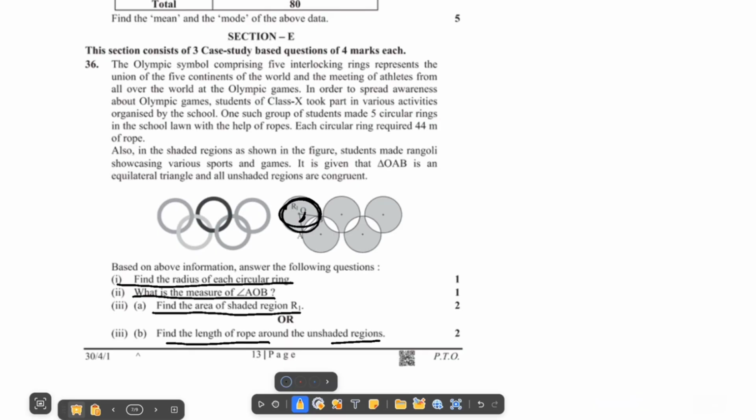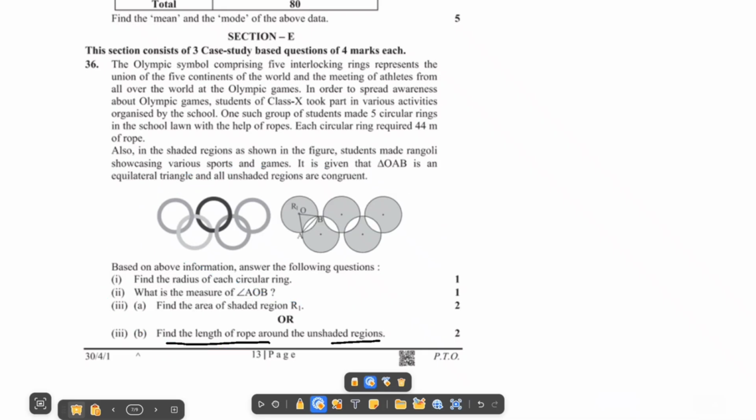See, here we have arcs. How many arcs do we have? 1, 2, 3, 4, 5, 6, 7, 8. So there are 8 arcs. So what is the length of rope required to put around these unshaded parts? That's what we have to find. So let's answer these questions one by one.